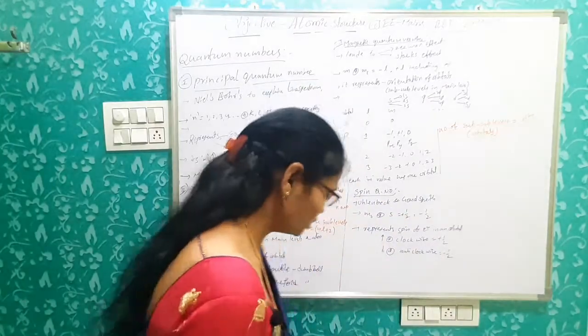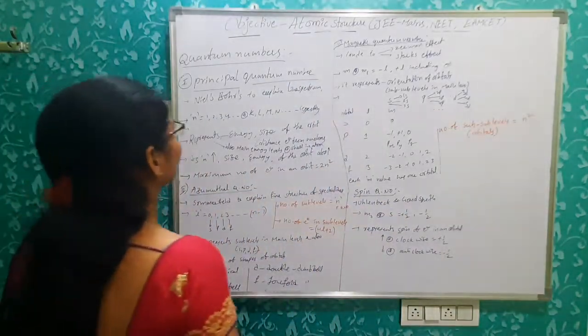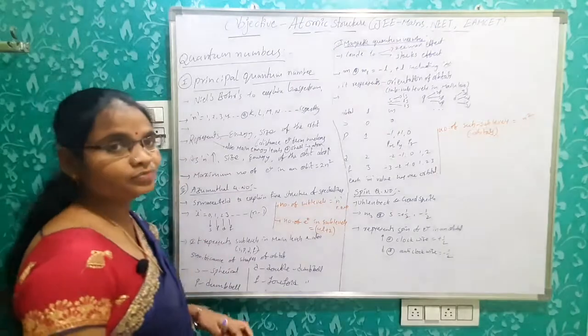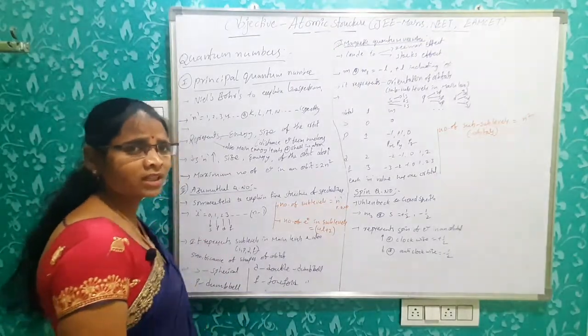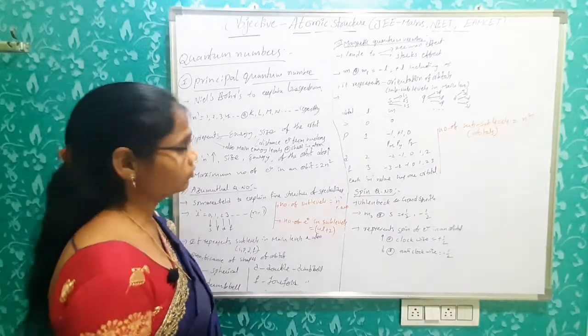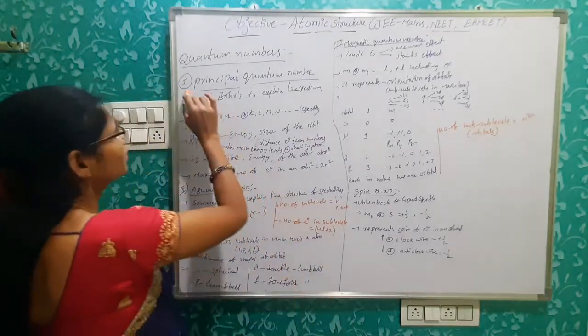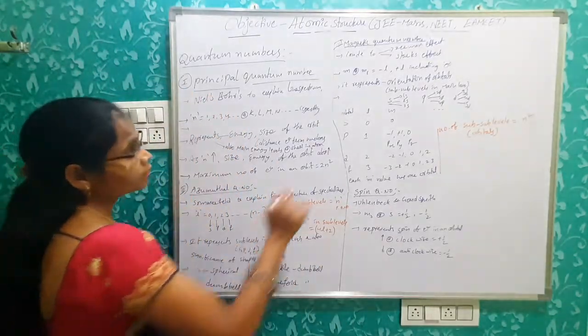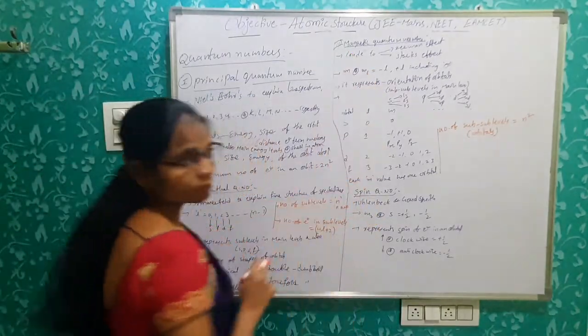First of all, some important points from quantum numbers. To determine the position of an electron in an atom, we need 4 quantum numbers. We require 4 quantum numbers. They are the principal quantum number, azimuthal quantum number, magnetic quantum number, and spin quantum number.